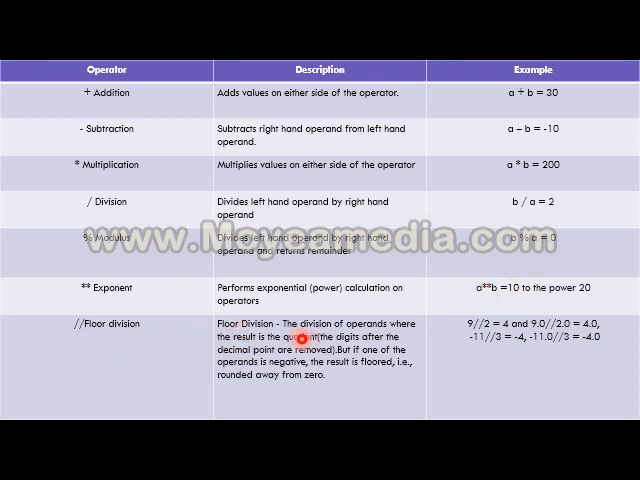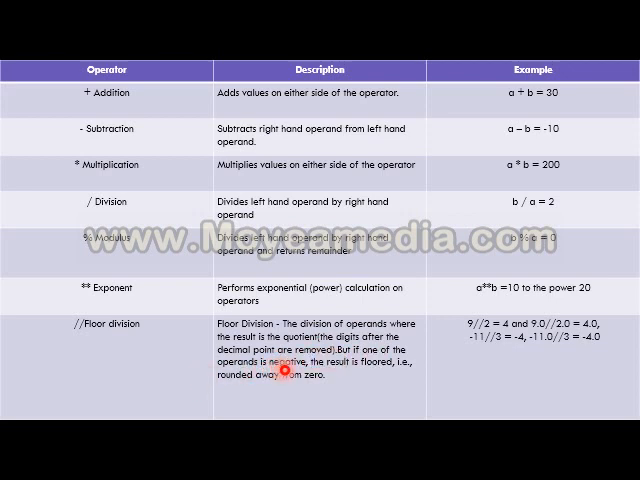Then comes the floor division. This is something new. It is the division of operands where the result is a quotient in which the digits after the decimal point are removed. But if one of the operands is negative, the result is floored, that is rounded away from 0, meaning toward negative infinity. We will see it by an example. Here we have the floor division of 9 by 2. So we get 4. Why? 9 divided by 2 is 4, and the 0.5 which comes after 4 is removed. As we have seen here, the digits after the decimal point are removed.